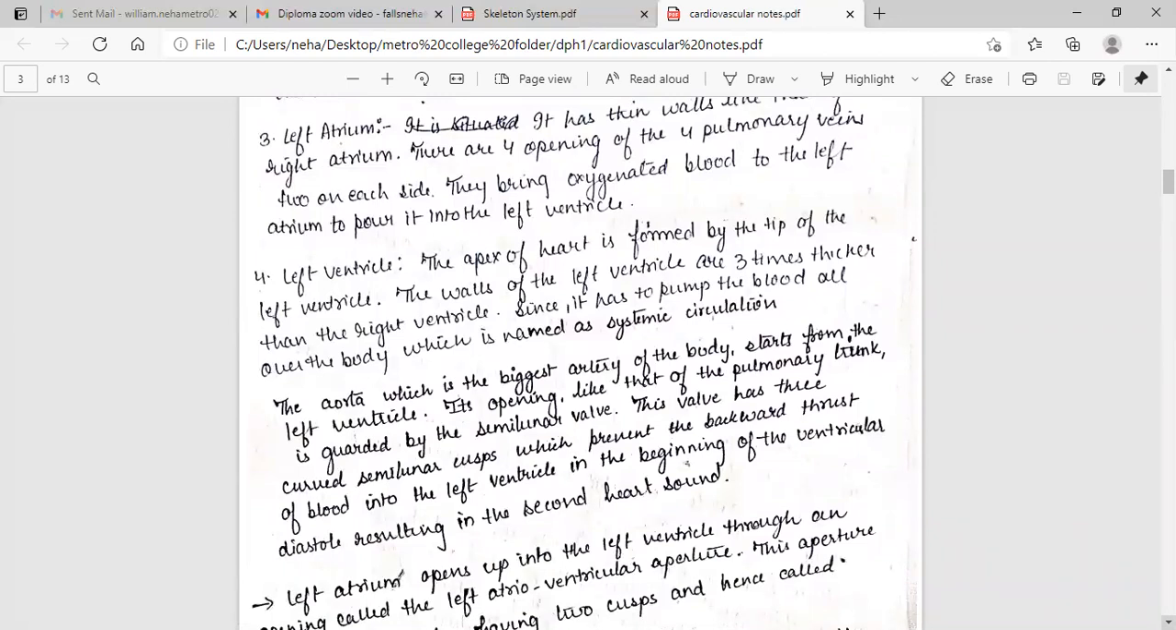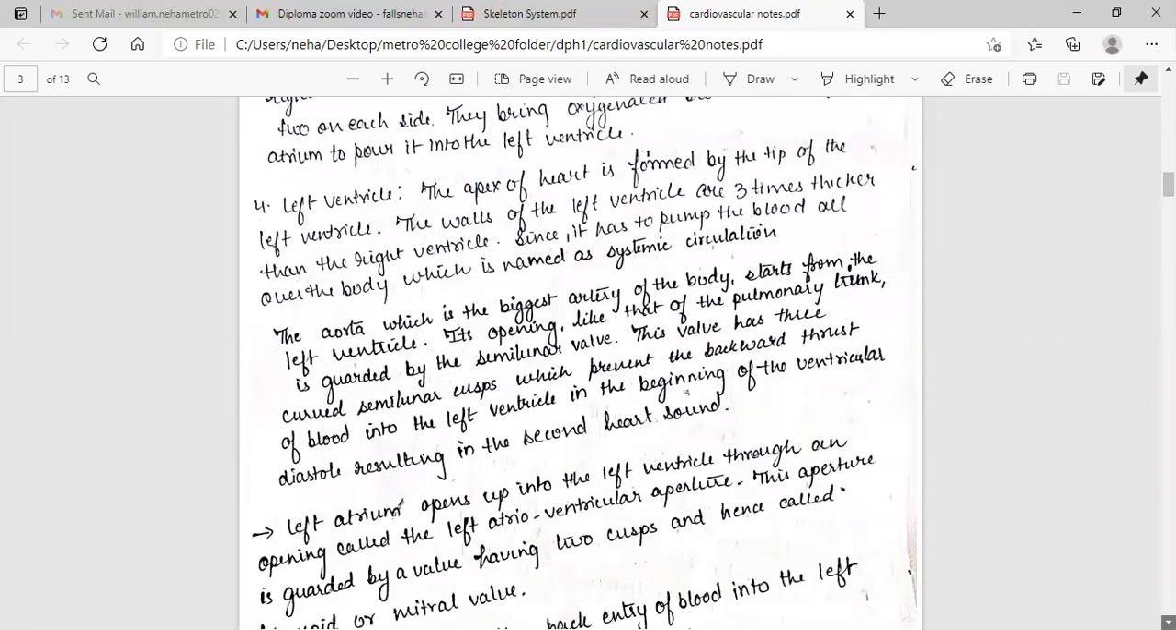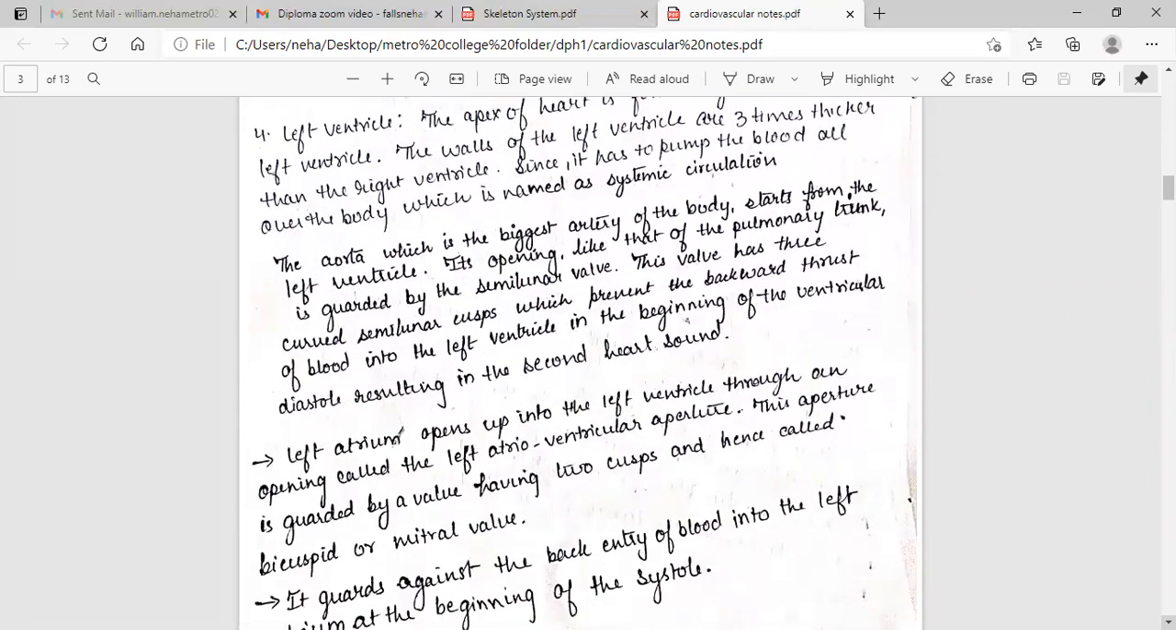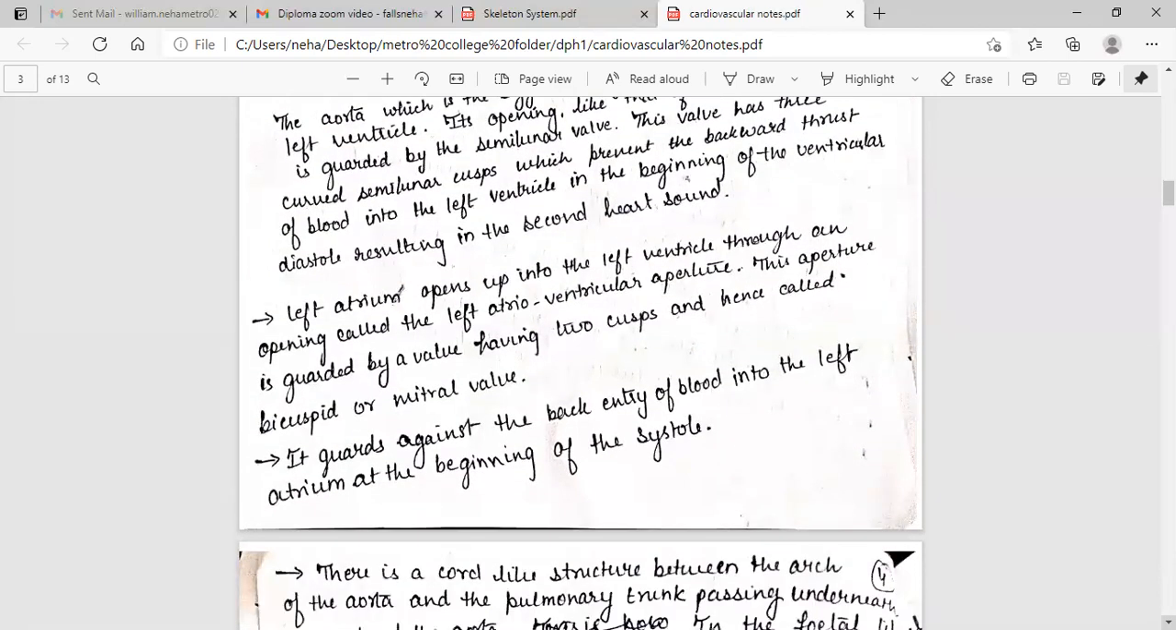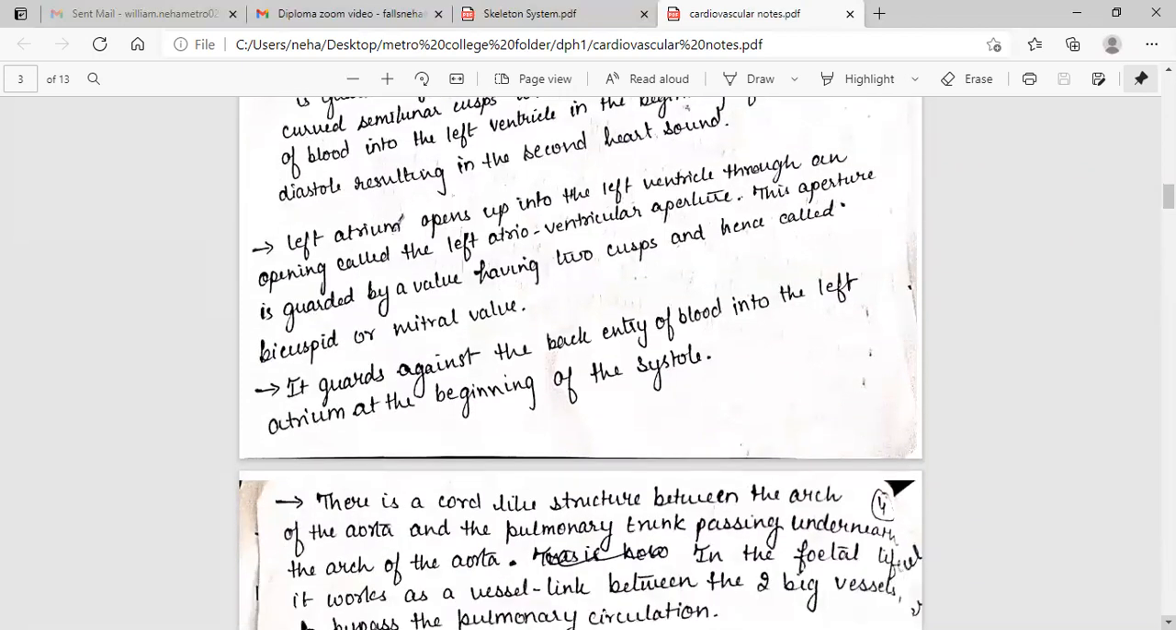The aorta, which is the biggest artery of the body, starts from the left ventricle. Its opening, like that of the pulmonary trunk, is guarded by a semilunar valve. This valve has three curved semilunar cusps which prevent the backward thrust of blood into the left ventricle in the beginning of the ventricular diastole, resulting in the second heart sound. Left atrium opens up into the left ventricle through an opening called the left atrioventricular aperture. This aperture is guarded by a valve having two cusps, hence called bicuspid or mitral valve. It guards against the back entry of blood into the left atrium at the beginning of the systole.